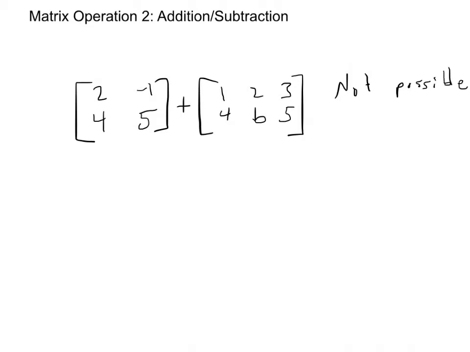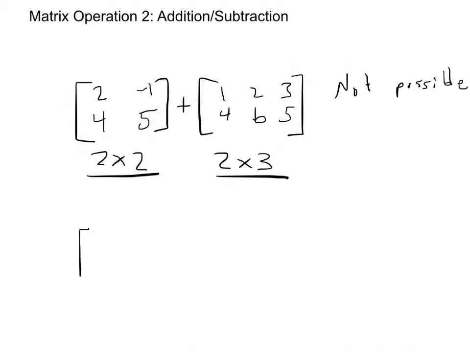The reason it's not possible is that this matrix here is 2 by 3. I'm sorry, 2 by 2. And this other matrix is 2 rows by 3 columns, so it's 2 by 3. Because these dimensions are not the same, we can't do this. Right? But if they are the same, then matrix addition and subtraction is so incredibly easy.